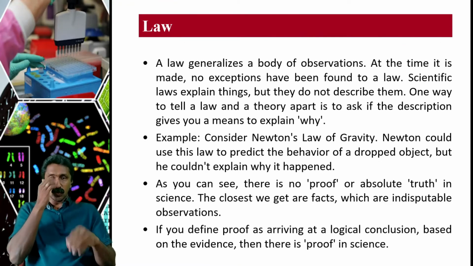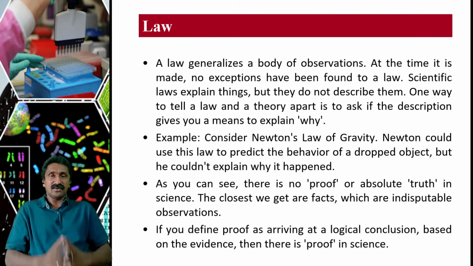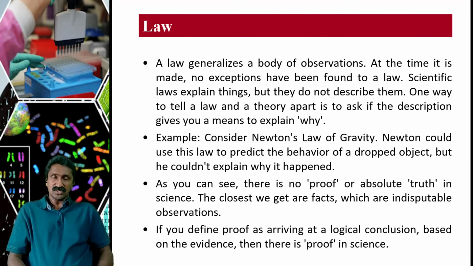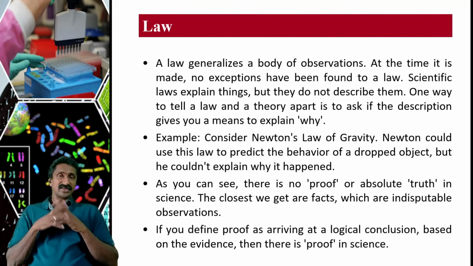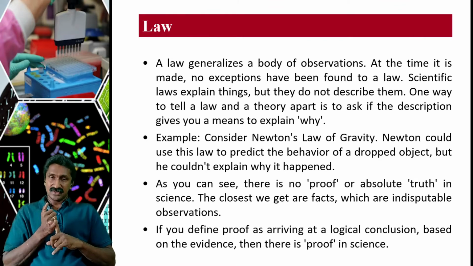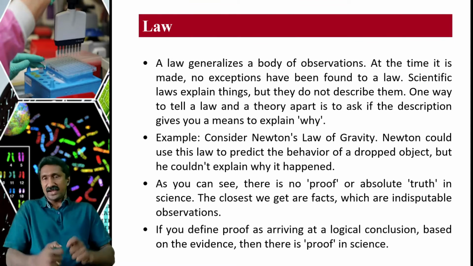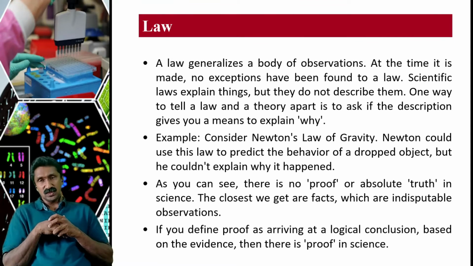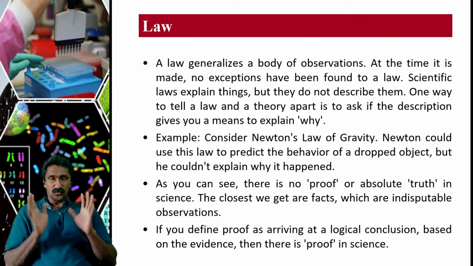But you cannot prove with 100% certainty that this is a truth. You cannot prove that because there are other parameters or other untested conditions and areas to which you don't have any access, and in that case there is no absolute proof and truth in science. But based on our observations and available evidence, we can state the facts. That's what scientists will do. If you define proof as arriving at a logical conclusion based on the evidence, then there is proof in science.